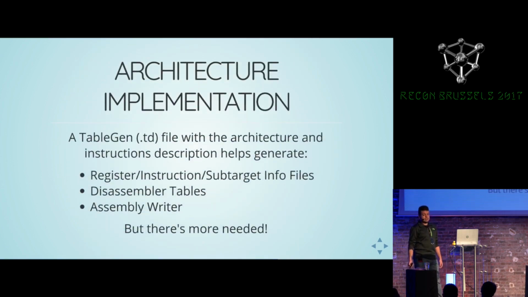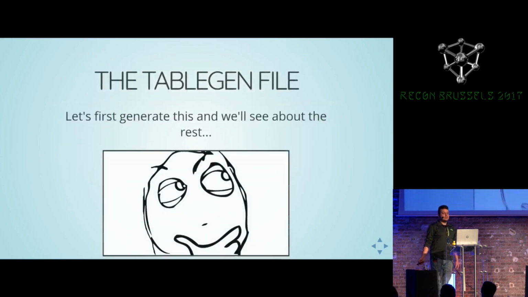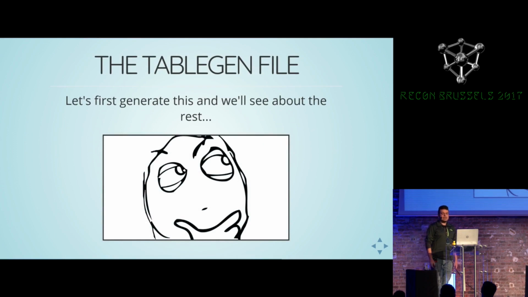How do you implement an architecture? We must write a TableGen file. The TableGen file has a description of the architecture, and it helps generate the register, instruction, and subtarget info files, the disassembler tables, and the assembly writer, using a special LLVM tool. But there's a lot of stuff that we need to implement too. So let's first generate this file, and we'll see about the rest.